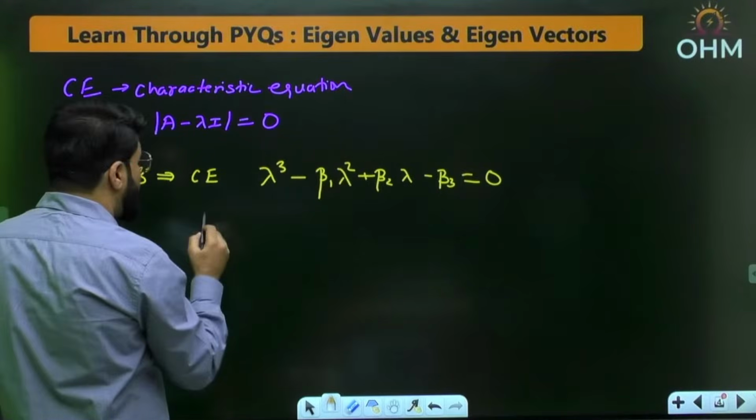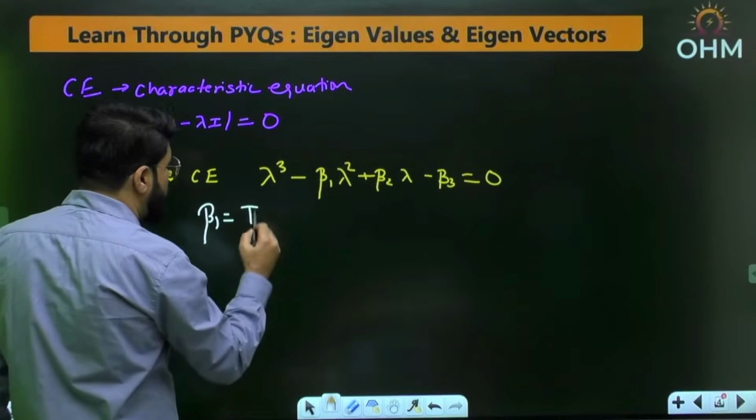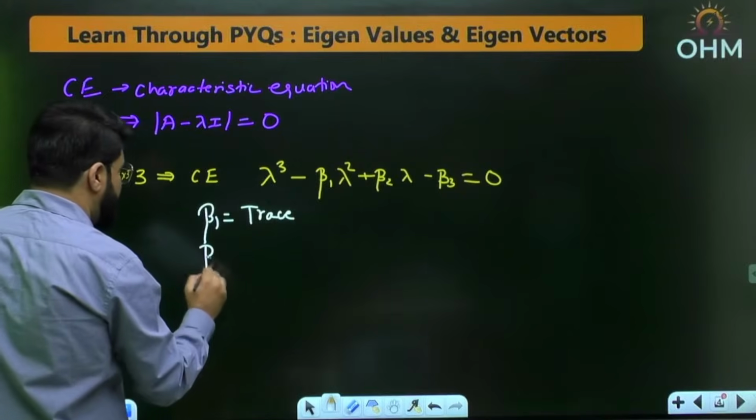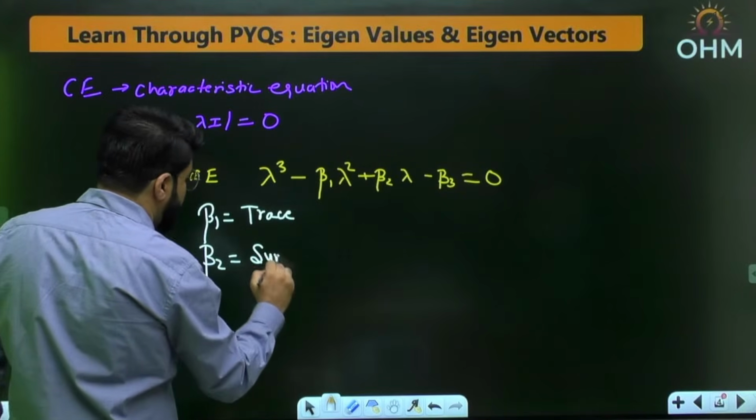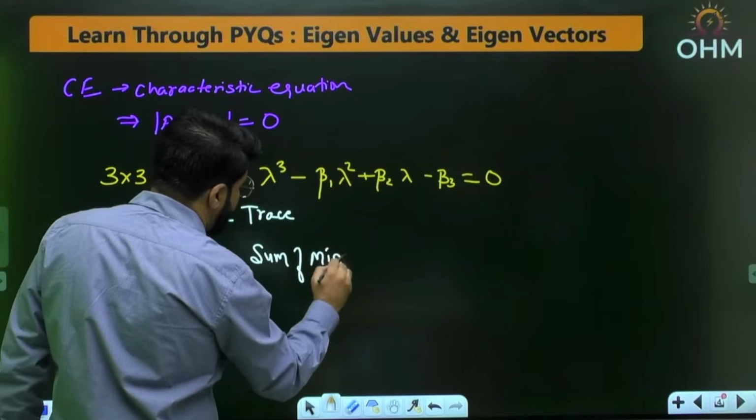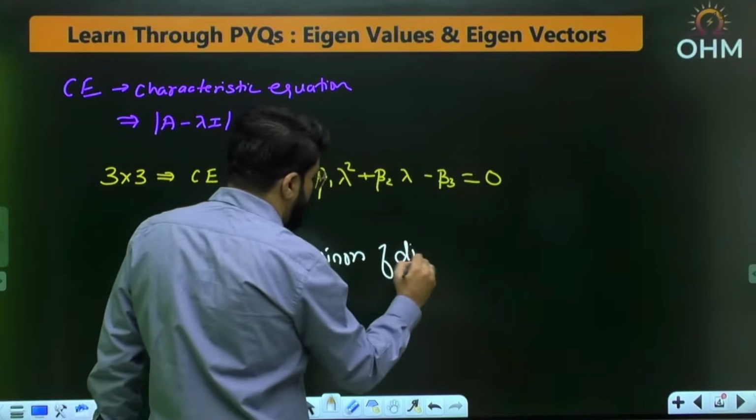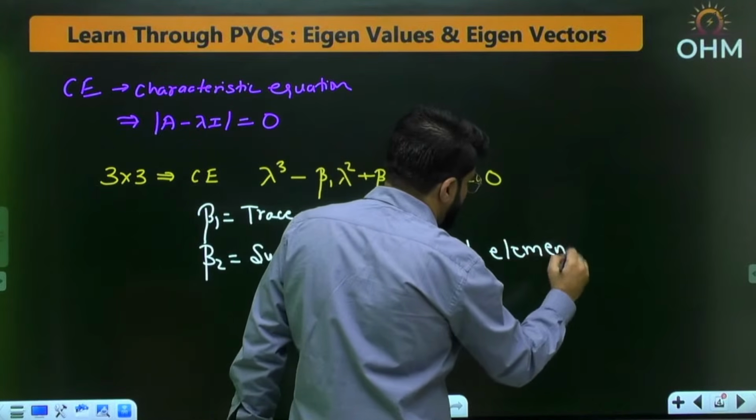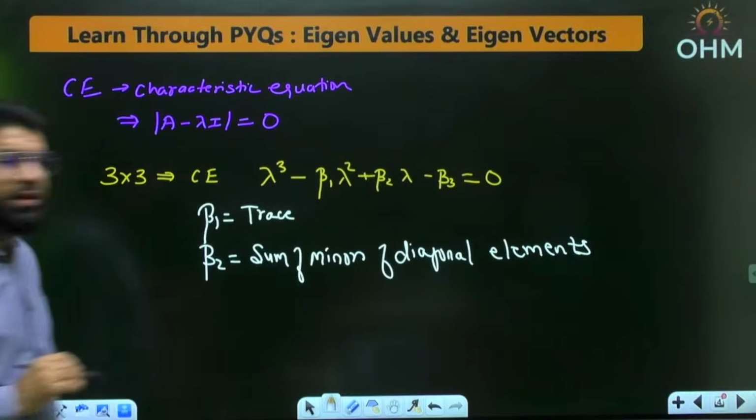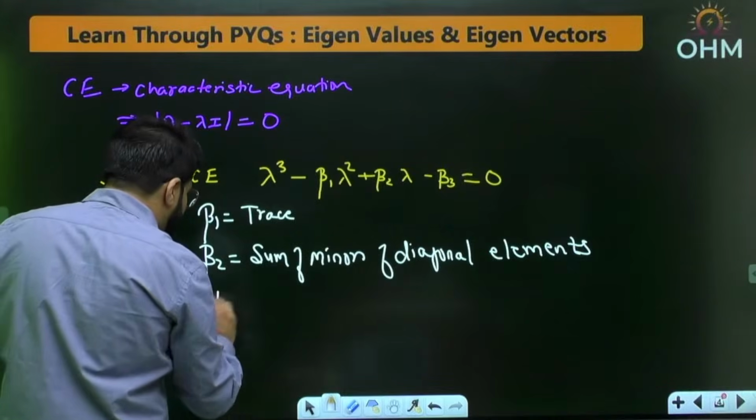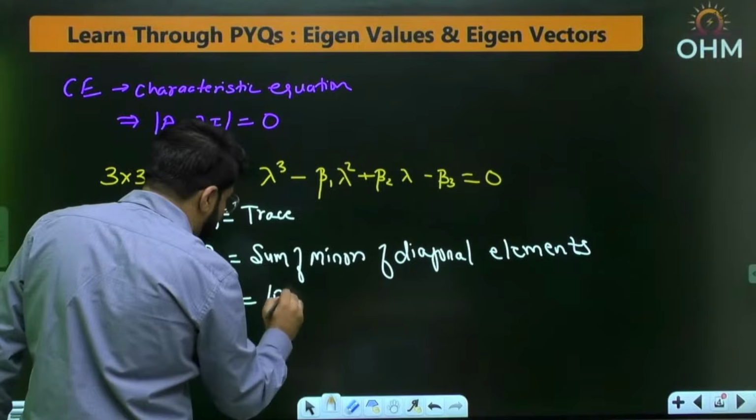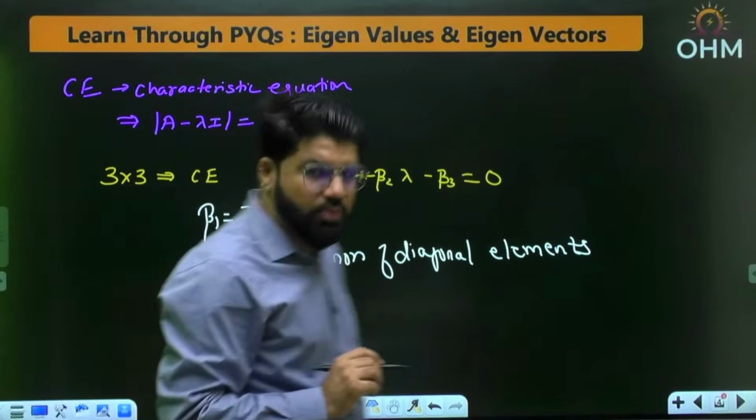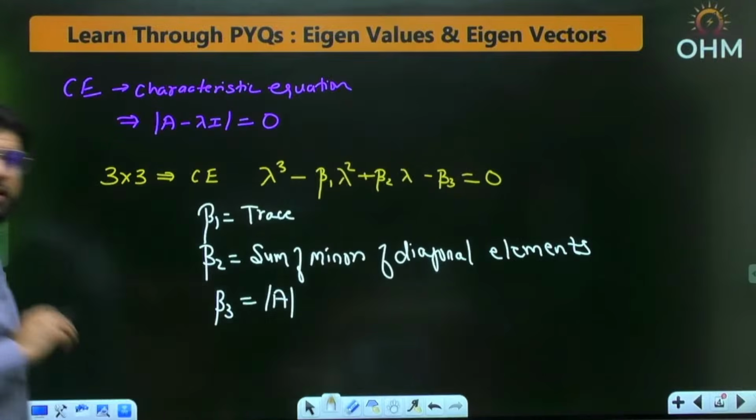Now you see here, what is the value of beta 1? Beta 1 is known as the trace of the matrix. Then beta 2 is known as the sum of the minors of the diagonal elements. And what is beta 3 known as? Beta 3 is known as the determinant of the matrix. Rajinder also says option A.